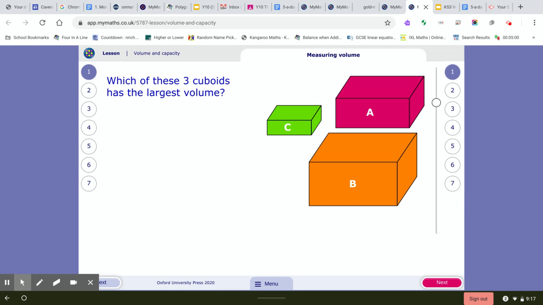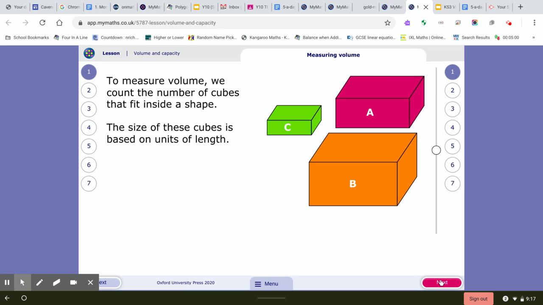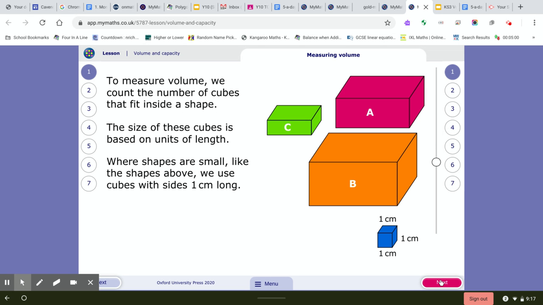Okay, which of these three cuboids has the largest volume? Looking at it visually, it will obviously look like B, but you can investigate further. We need some measures, yes. You can count the cubes to begin with, and then some of you may have another method that you could use, but we will get to that by the end of the lesson, hopefully.